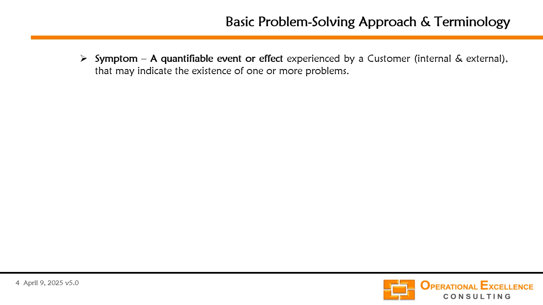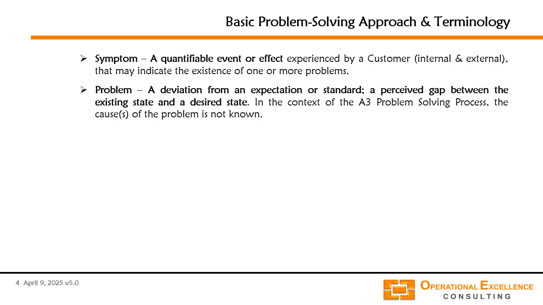The first question we have to answer is, why do we see that symptom? What is the problem that we need to solve to make sure that the symptom doesn't occur in the future? We have to identify and define the problem. A problem is a deviation from an expectation or standard, a perceived gap between the existing state and a desired state. So, we need to find a way to get from the symptom to the problem that we need to solve. The 5 whys is a great tool to accomplish this task.